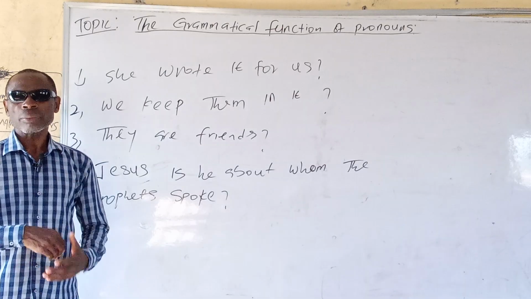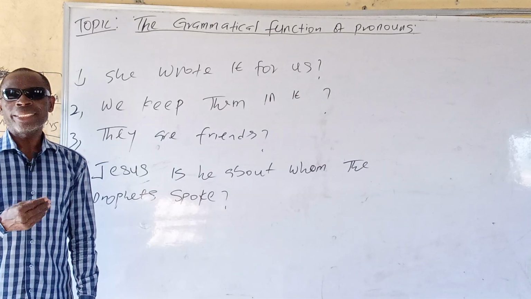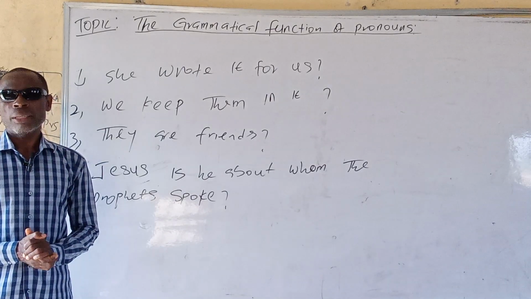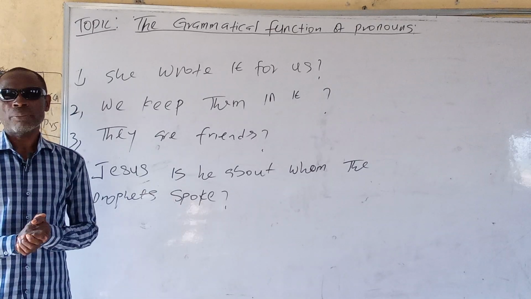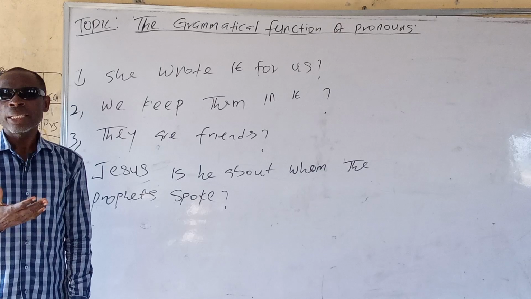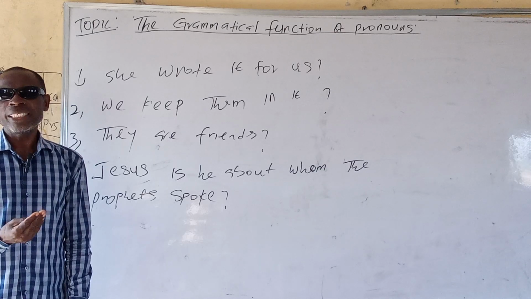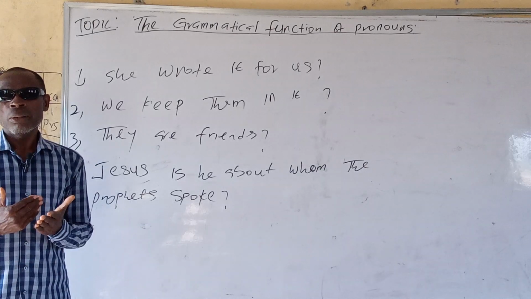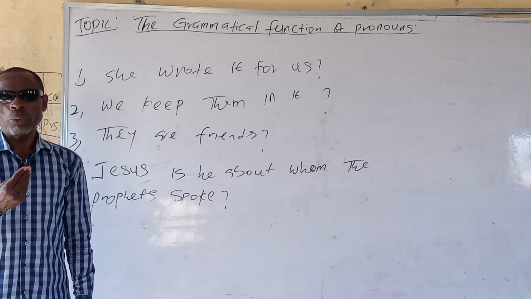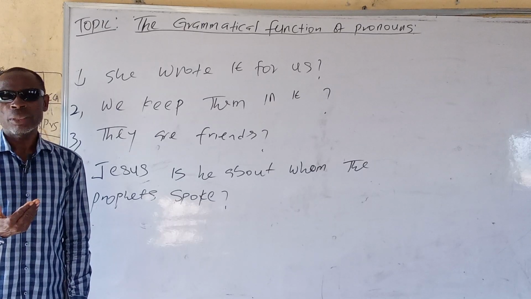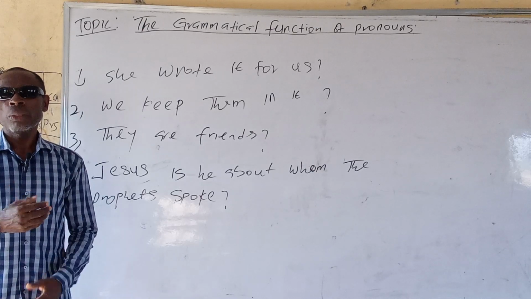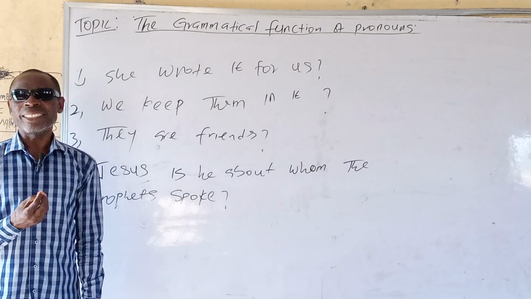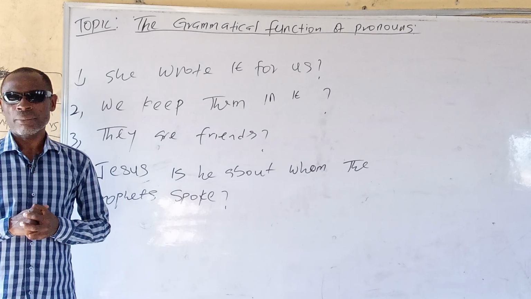Sentence 2, we keep them in it. An action is performed in this sentence. What is the action? Keep. Some persons perform this action. Who are these persons? We don't know them by name because a pronoun we is used in the place of the names. So we is the subject of the verb keep.